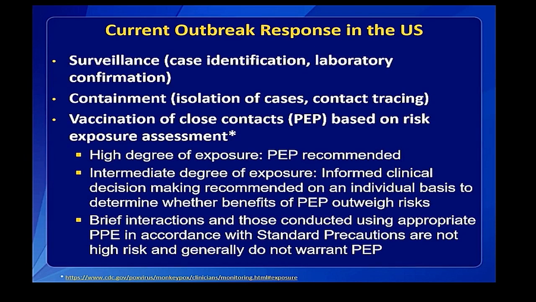In terms of our response in the current outbreak, we're focusing on tried and true public health measures, including robust surveillance to identify cases and confirm through laboratory diagnosis, followed by containment through isolation of cases and contact tracing, and vaccination of close contacts with post-exposure prophylaxis based on a risk exposure assessment, with guidance available on CDC's website.